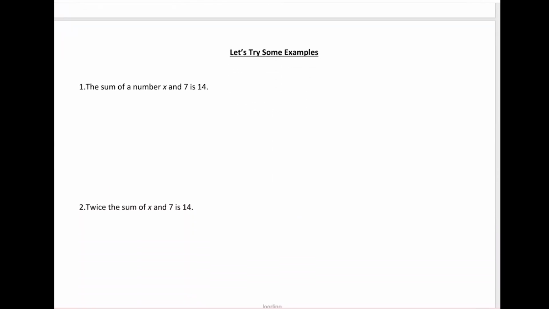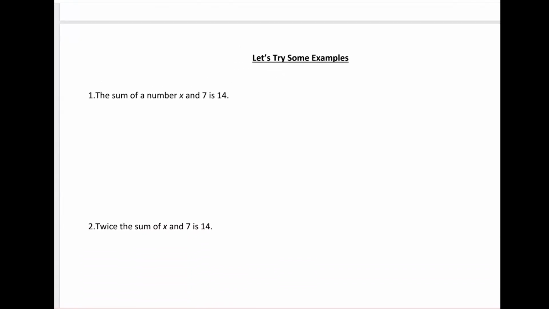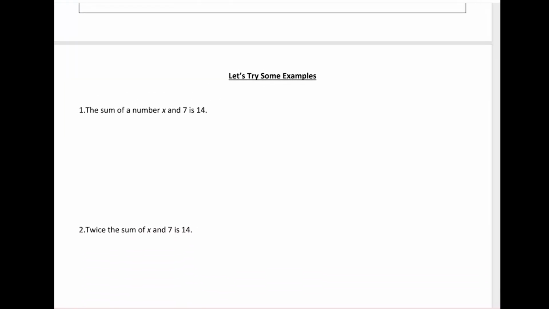So let's try some examples where we've got essentially a statement, and we want to try to act as a translator here. Just think of algebra as a different language, and we're going to translate this from English to algebraic. I'm just going to break it down one phrase at a time. You just want to read it very slowly, because if you set it up incorrectly, you're sort of doomed from the start as far as trying to get the right answer.